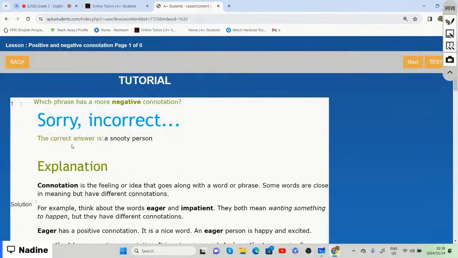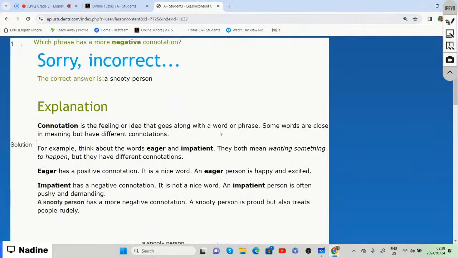And now we're going to positive and negative connotation. We said connotation is the feeling or idea that goes along with a word or a phrase. And some words are close in meaning, but they have different connotations. So it can either be a positive connotation or a negative connotation. For example, think about the words eager and impatient.